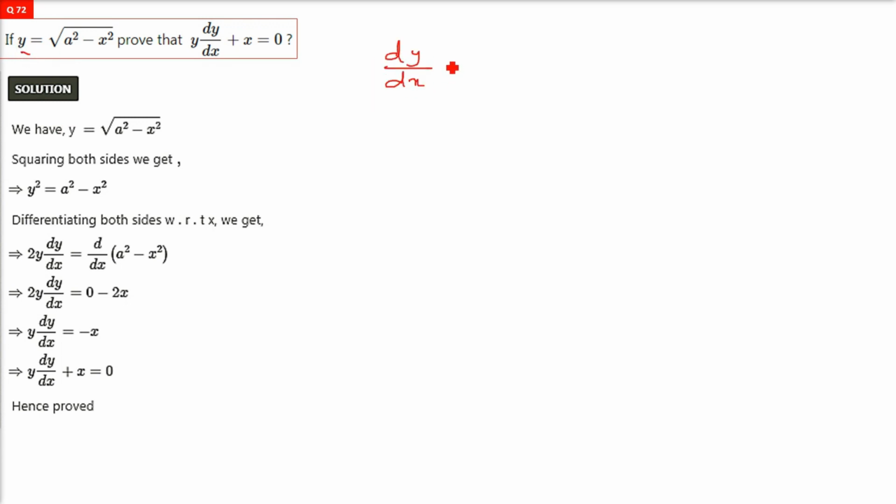dy by dx. Now what we will do here is the same thing we have done in one of the previous questions. We are going to square it. You can do it without squaring too, but we'll square it. So when we square it, y squared is equal to a squared minus x squared.